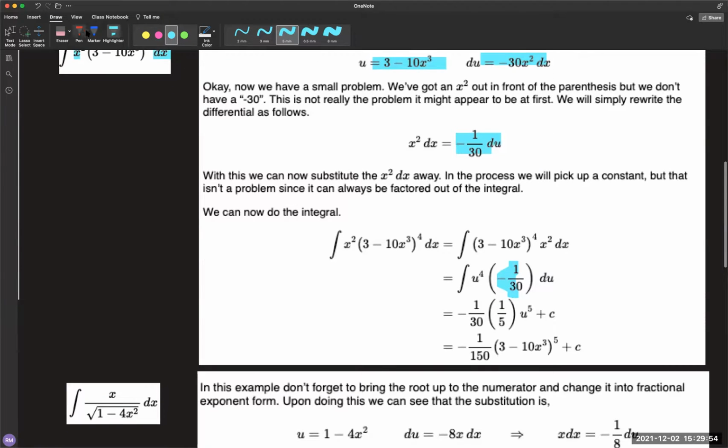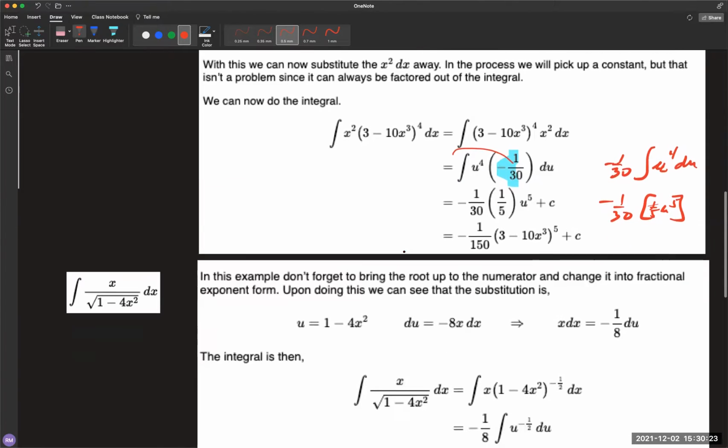Some people like to take this and move it out over there so that you end up with negative 1 over 30 integral u to the 4 du, right? So that negative 1 over 30 stays out as you then integrate and figure that out, 1 over 5 u to the 5, and then now, right? So keep that in mind that, again, you'll see different ways of doing that.